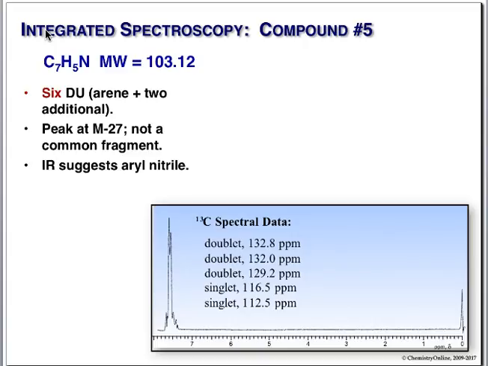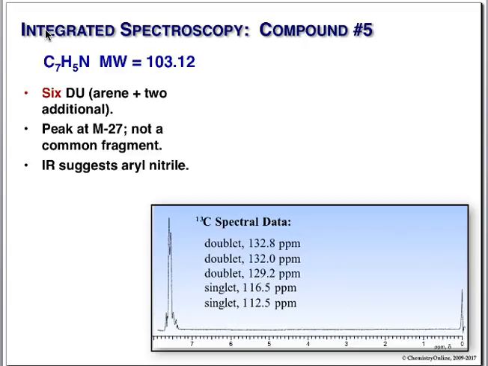So all 5 of these are attached to the benzene ring. That's a monosubstituted benzene. If we look at the C13 NMR, we see a singlet and 3 doublets. Again, that's signature for a monosub-benzene. And we have this one other peak at 112. It's a singlet. That's no hydrogens attached.